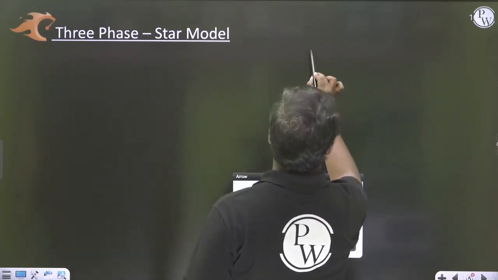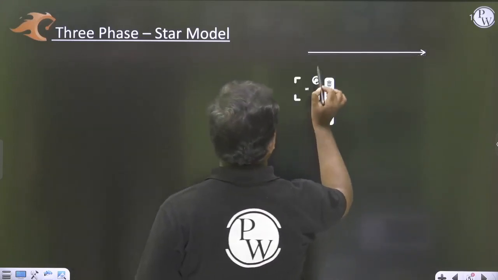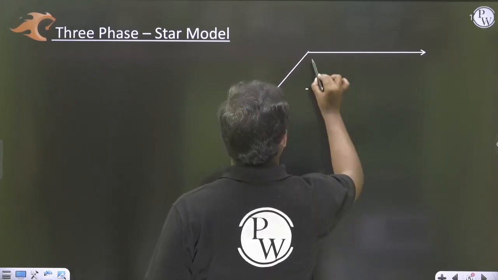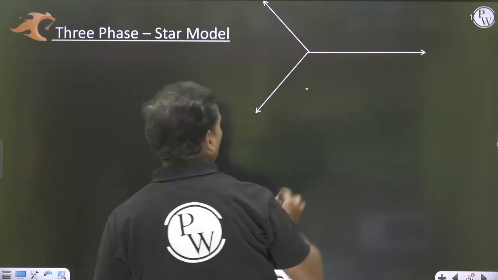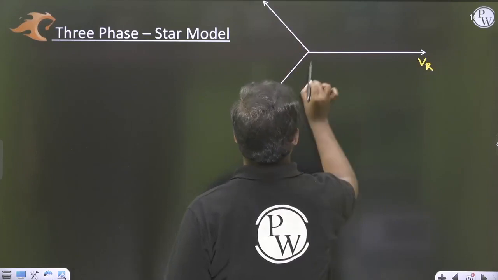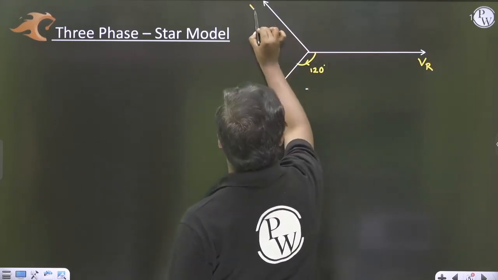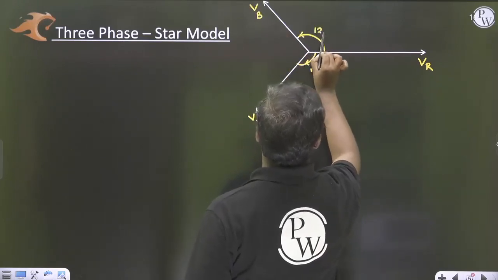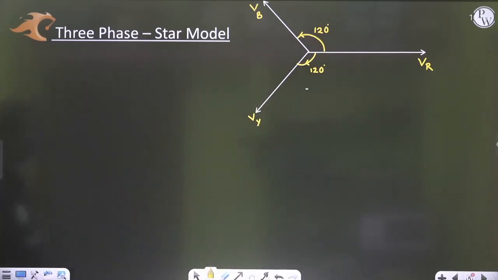So if we take this as our VR, then this will be our VY, then this will be VB. So this is our VR, VY lags by 120, this is VB, leads by 120. That is the graphical representation of a particular.